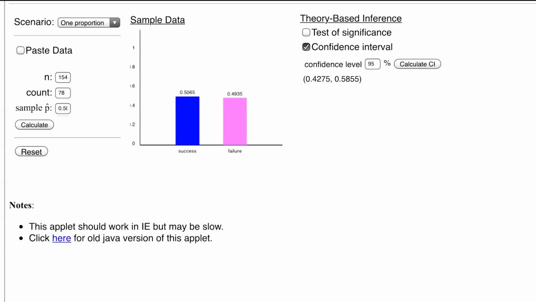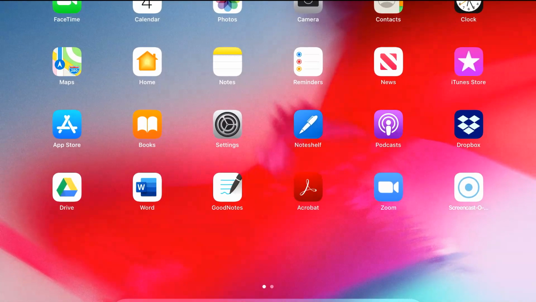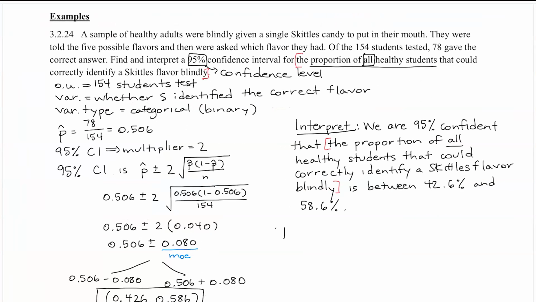And notice that the confidence level default is 95%. That's the most common confidence level we'll have. And the calculation is automatically done as soon as we check the confidence interval box. So we don't really have to click on calculate. And the confidence interval is given as 0.4275 up to 0.5855. So I'm going to write that down.